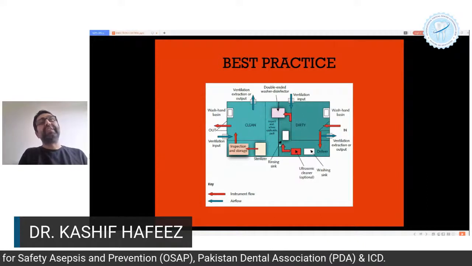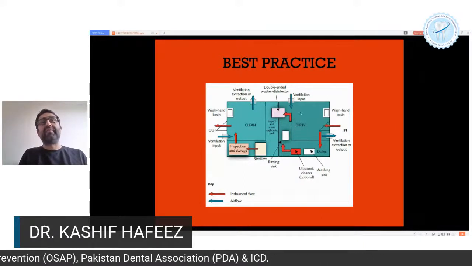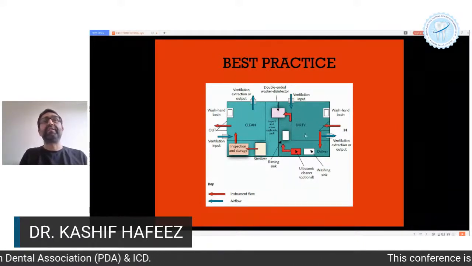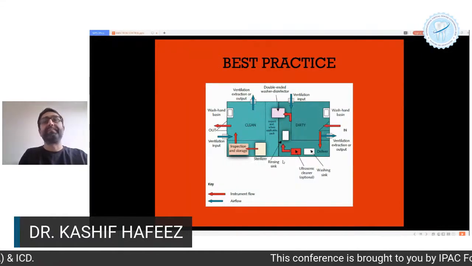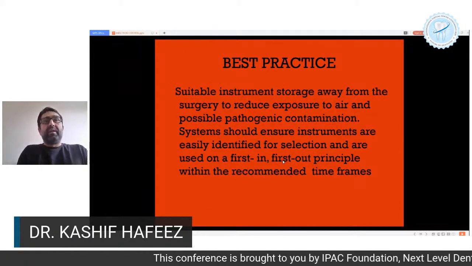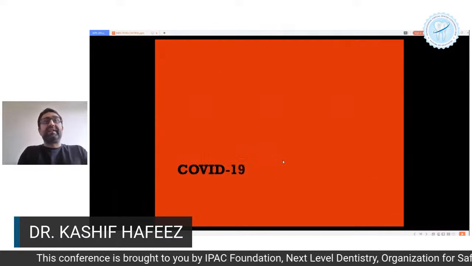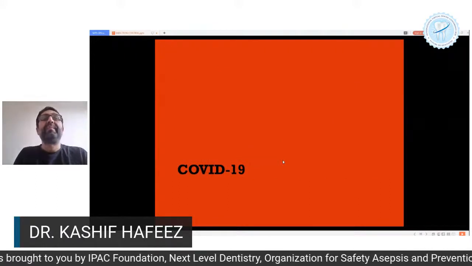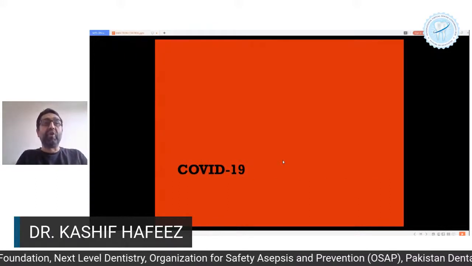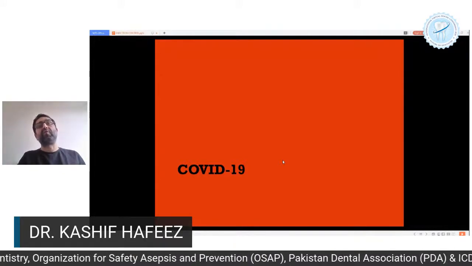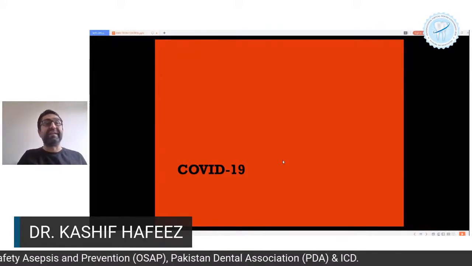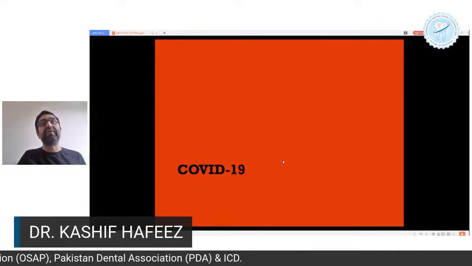Some have gone to even more lengths. They have separate rooms for clean and dirty, so they have a partition in between. This is pretty much what we do normally, but you can see that there are quite a lot of policies and guidance involved, and that you should be aware of that.